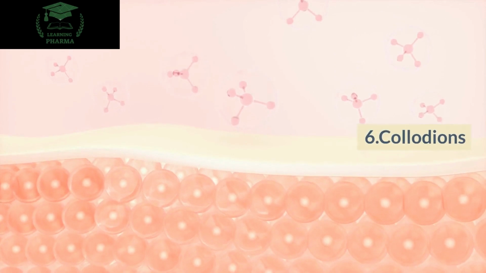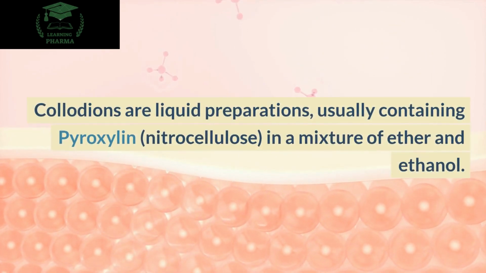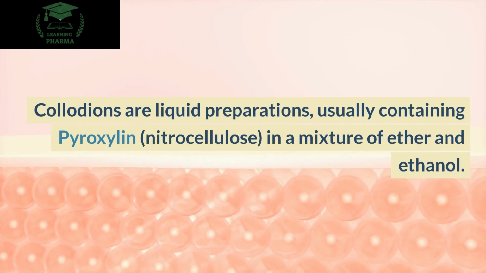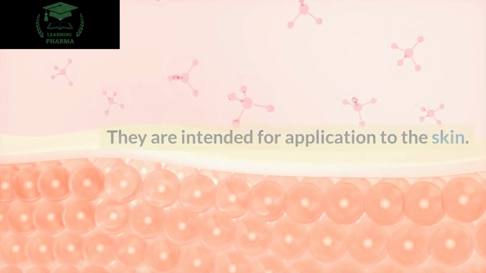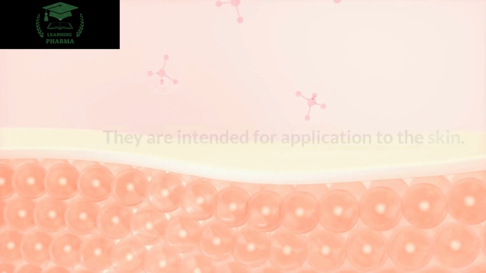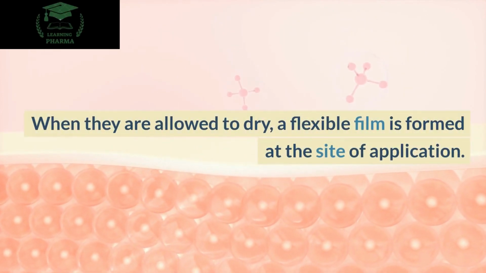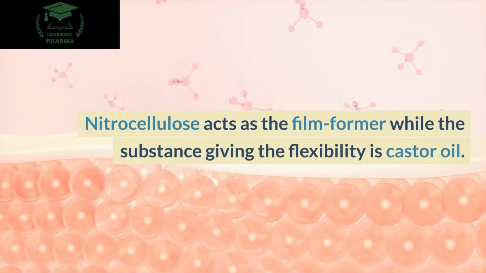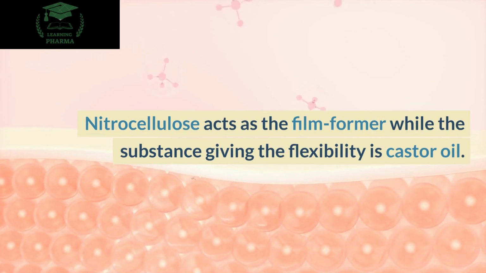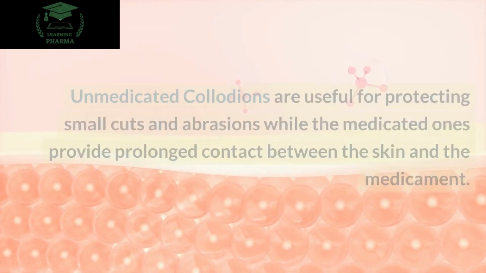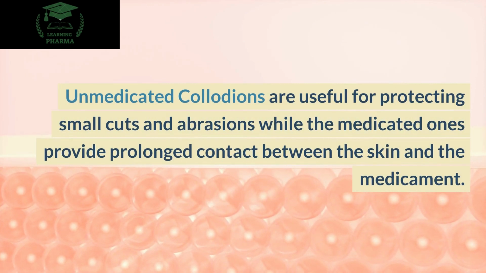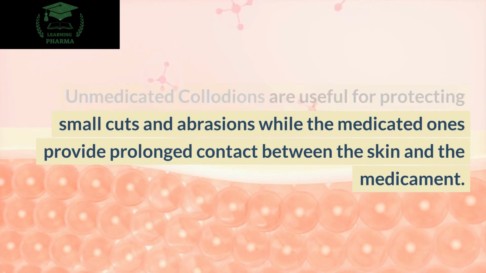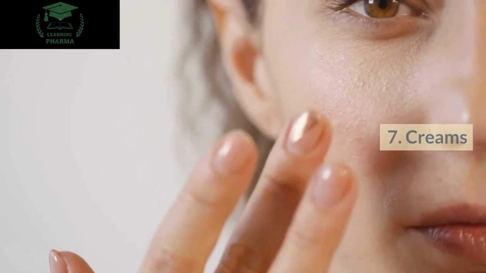6. Collodions. Collodions are liquid preparations, usually containing pyroxylin, nitrocellulose, in a mixture of ether and ethanol. They are intended for application to the skin. When they are allowed to dry, a flexible film is formed at the site of application. Nitrocellulose acts as the film former while the substance giving the flexibility is castor oil. Unmedicated collodions are useful for protecting small cuts and abrasions, while the medicated ones provide prolonged contact between the skin and the medicament.